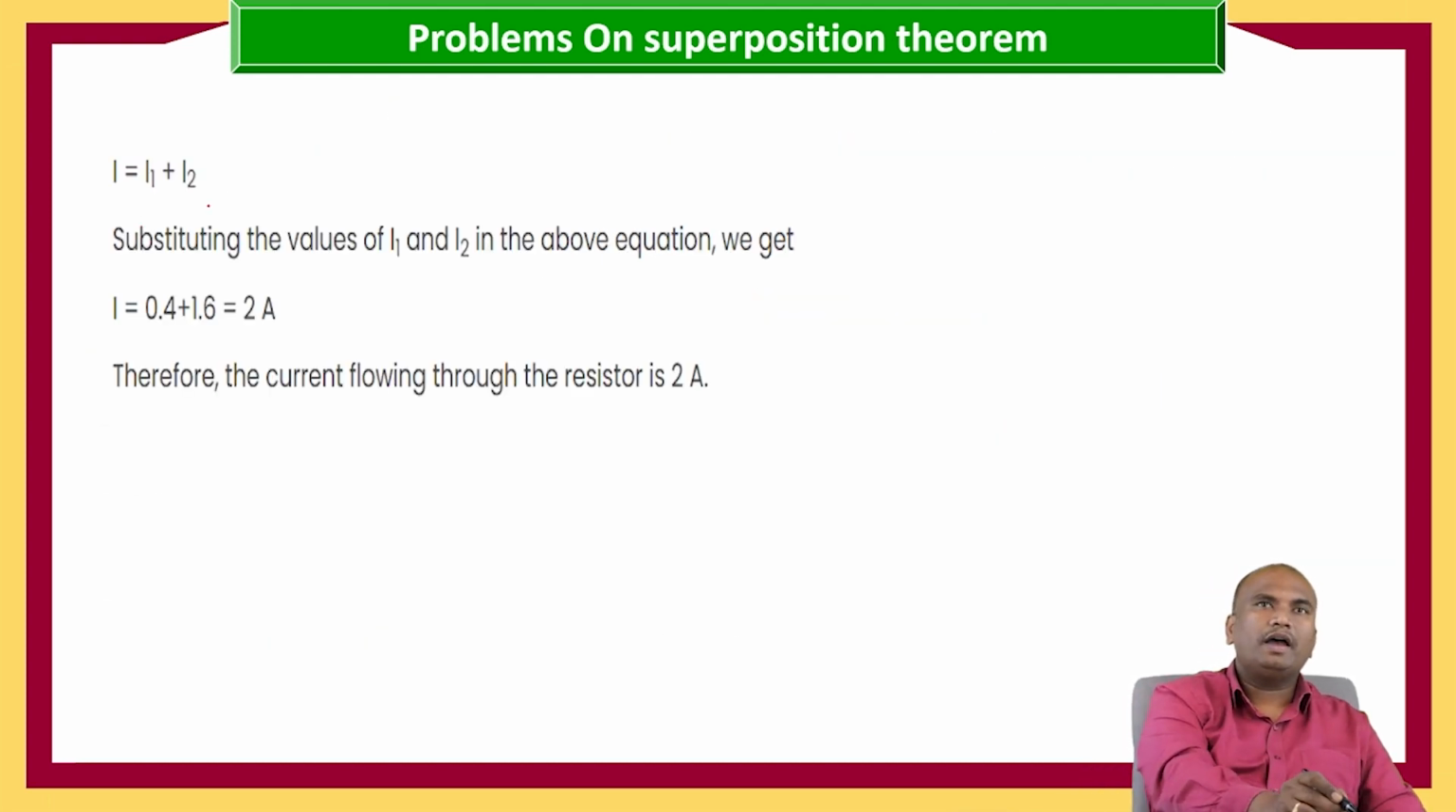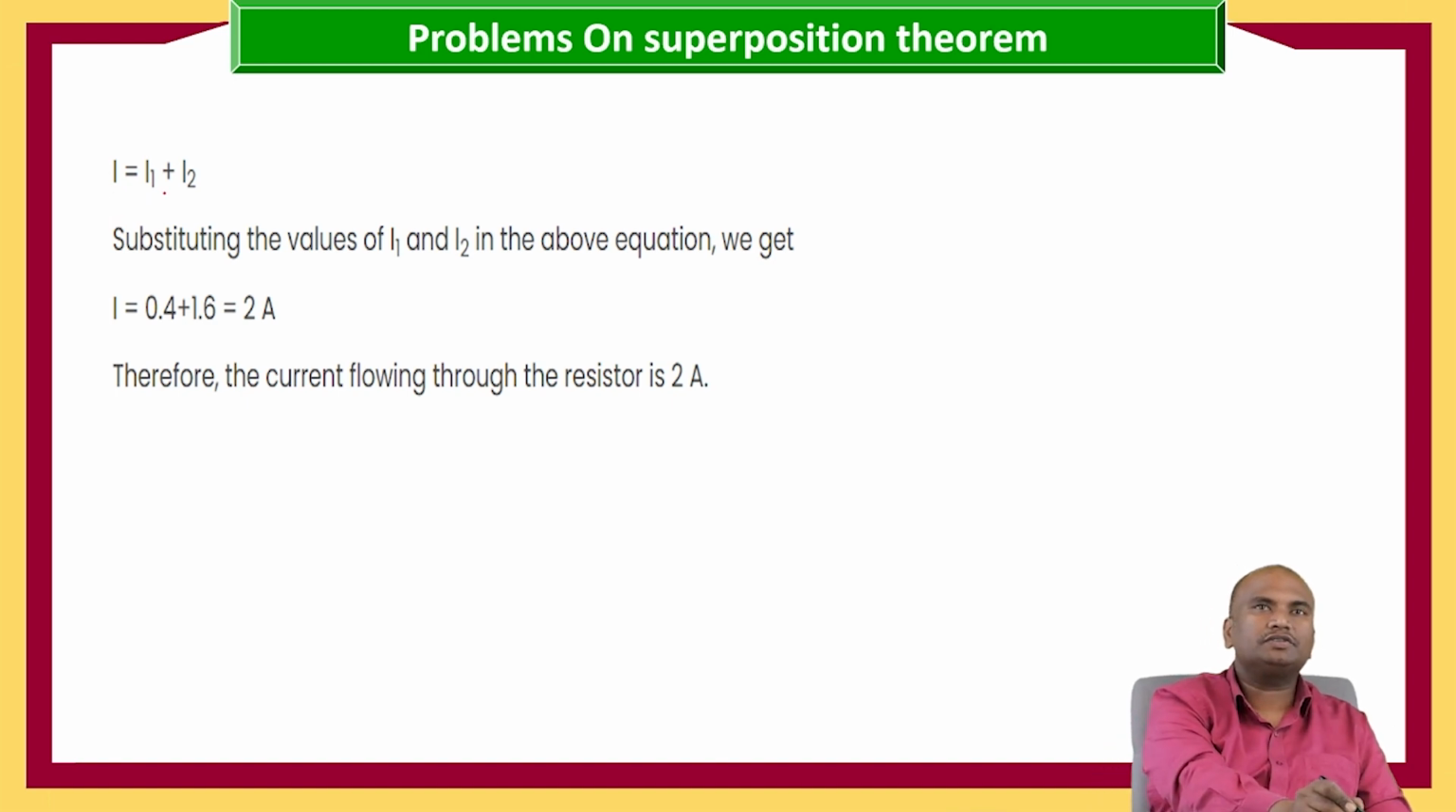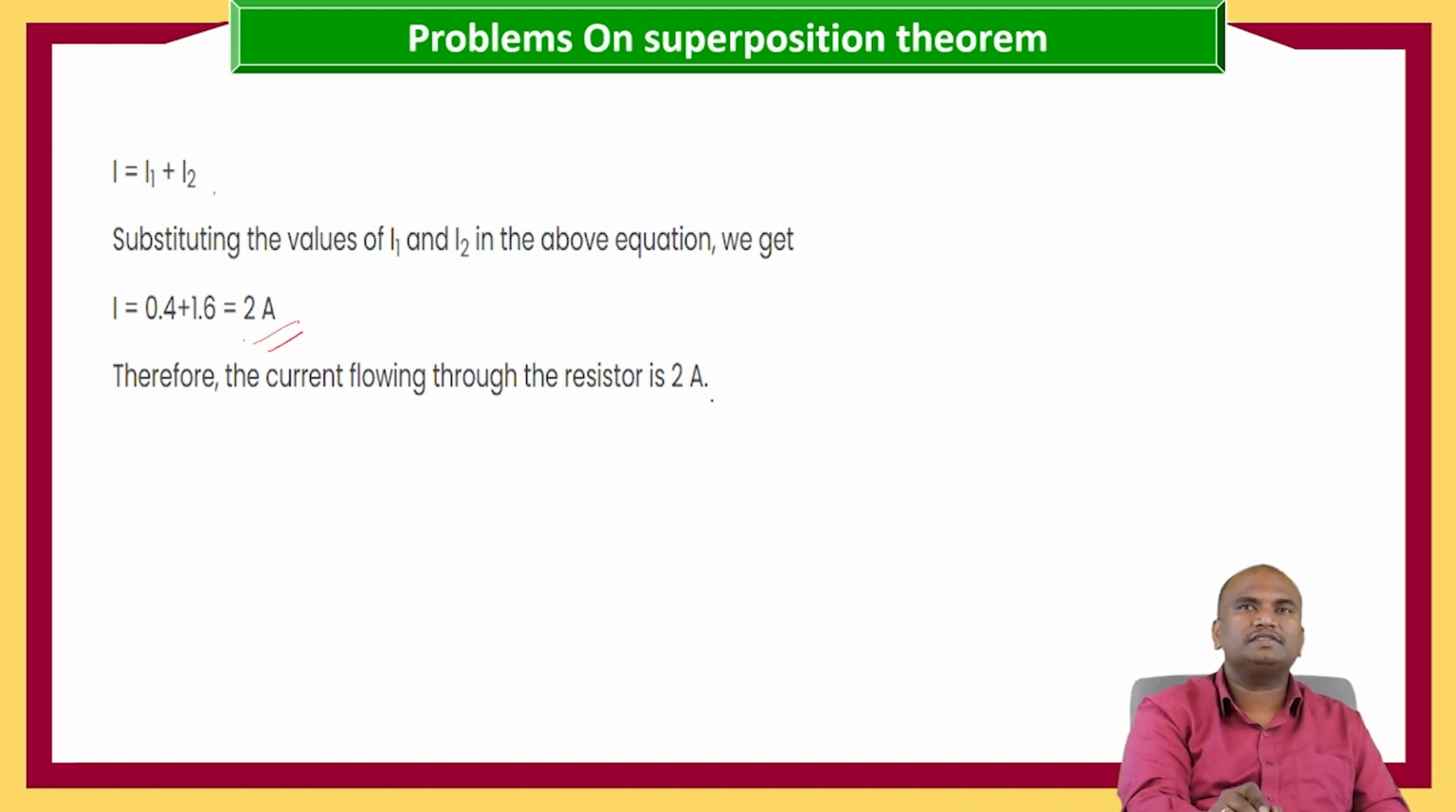Now, as per the statement of superposition theorem, the total current flowing through any element is equal to the sum of currents because of individual sources. That is, I equals I1 plus I2. Substituting the values of I1 and I2 in the above equation, we get I equals 0.4 plus 1.6, which equals 2 amperes. Therefore, the current flowing through the resistor is 2 amperes.